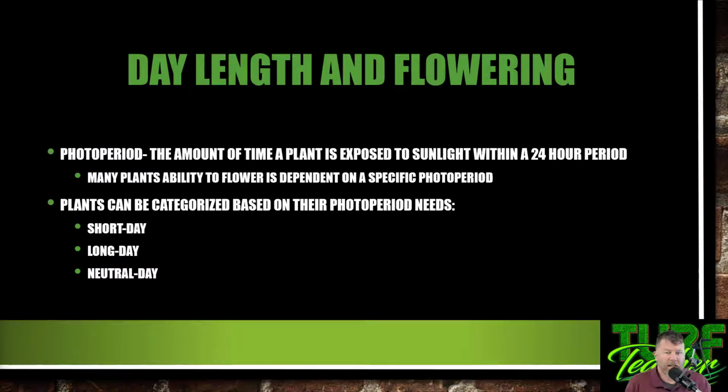All right, so day length and flowering. This really depends a lot on annuals, and especially mums. Mums have to have so many hours of darkness or they're just going to look horrible. Your photoperiod is the amount of time a plant is exposed to sunlight within a 24-hour period. Many plants' ability to flower is dependent on a specific photoperiod, on how many hours they are exposed to sunlight.